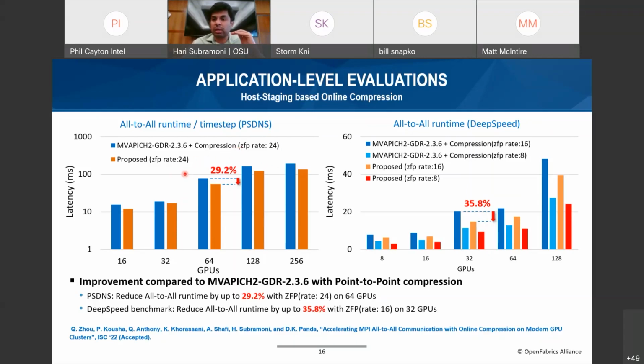We are trying to compare the performance of that baseline with the proposed approach, which does compression at the collective level. As you can see, as the scale increases, we are able to significantly reduce the time taken for the all-to-all communication step in PSDNS, by almost 29% on 64 GPUs. And the trend actually holds for larger numbers of GPUs as well.